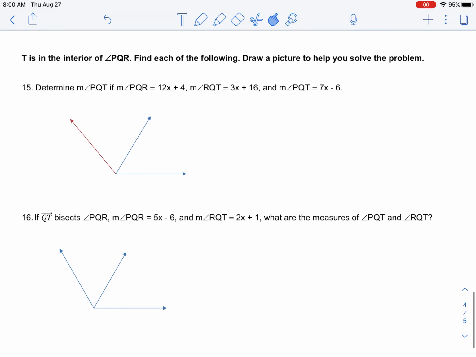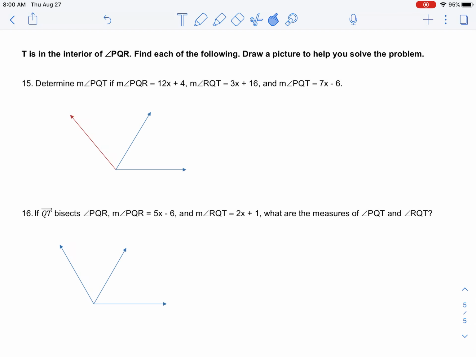All right, let's go ahead and try 2 more and see how you do. Let's show 2 other ways that we can do this and show you how you'd have to solve it algebraically this time. All right, number 15.